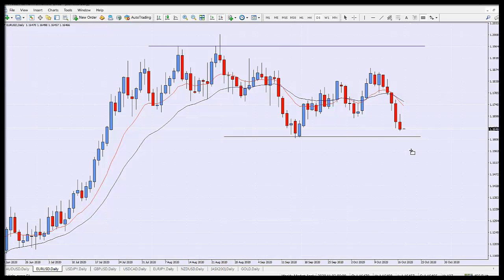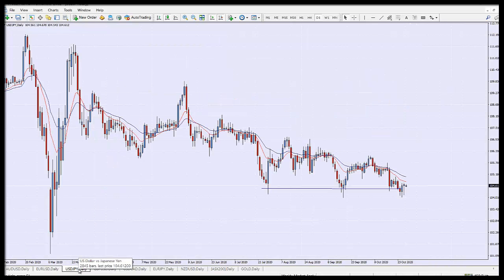So what I'm going to do is mark out this region here. Let's wait and see if price steps into this region and produces an inside candle or a reversal price action candle pattern, and then that will be my trigger to become a buyer. All right, so there you have it. That's my Euro USD.